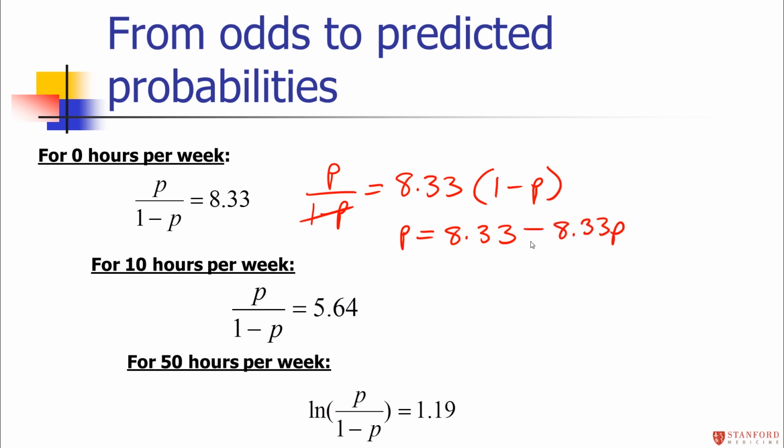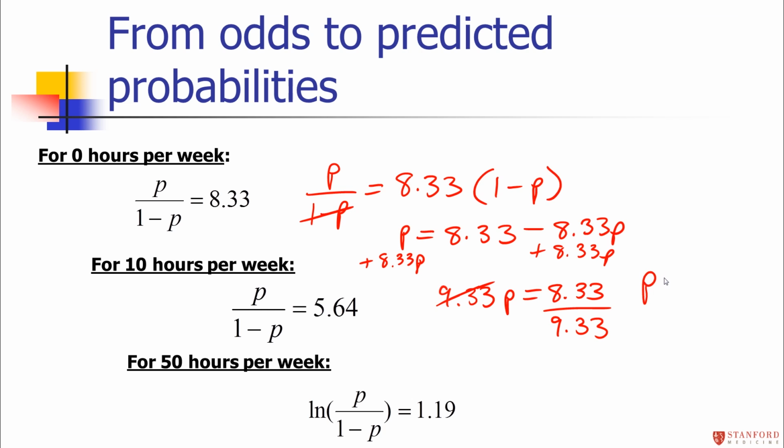I can add that 8.33p to both sides of the equation. Then I'm going to get 9.33p is equal to 8.33. Now to isolate p, I'm going to divide both sides of the equation by 9.33. A general formula here is p is equal to the odds divided by 1 plus the odds.